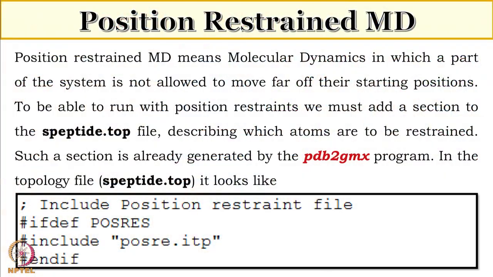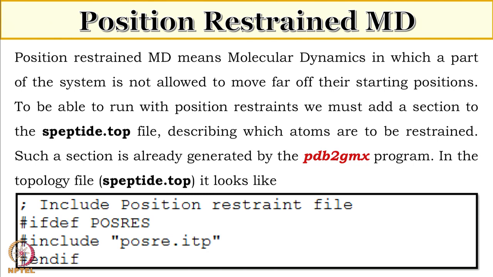We just have to add 3 lines there, that is the position restraint.itp file. We just have to add this position restraint ITP file in the speptide.top file. In this file, all the atoms of the peptide which have to be restrained, kept fixed, are given. The peptide has to be kept fixed, and we will allow the water molecules to move. So are you fixing all the atoms of the peptide or some of them? All the atoms of the peptide.